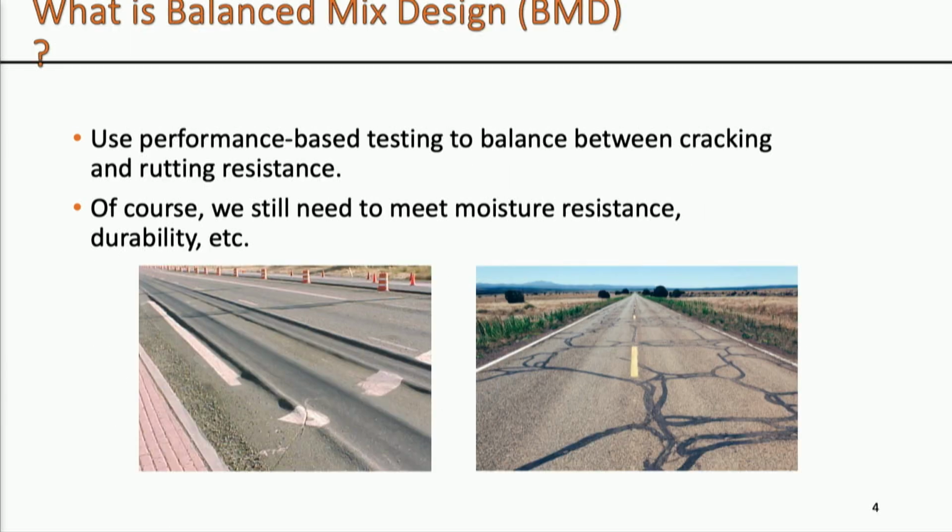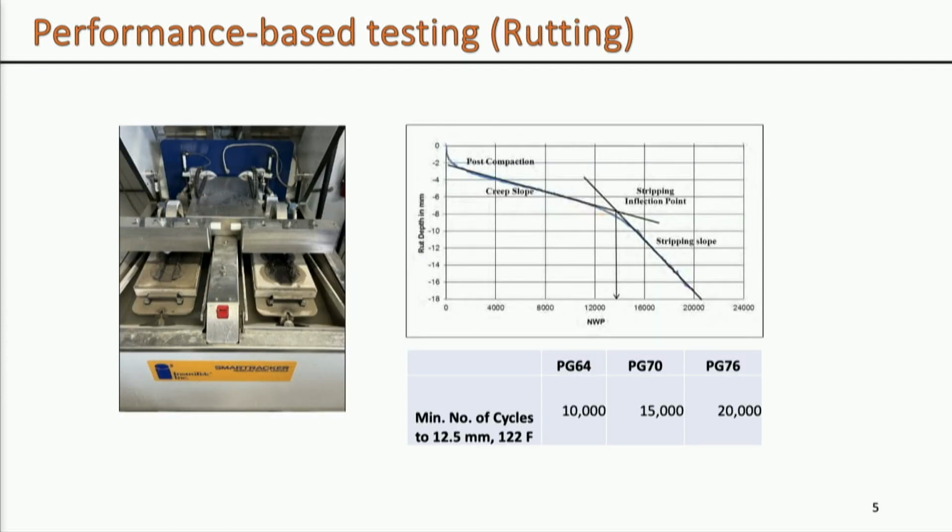So what is balanced mix design? Again, I explained this briefly, and I believe Dr. Andrew will go into more details about what balanced mix design is. But basically, we're trying to balance between cracking and rutting. So we're trying to find that sweet spot where we get good cracking performance as well as good rutting performance. And of course, we also have to bear in mind that there are other things that we need to look at. So we need to make sure that our mixes are moisture resistant, durable, and now with the environmental impact, that will also come into the equation. But mainly cracking and rutting are the two main things that we look at.